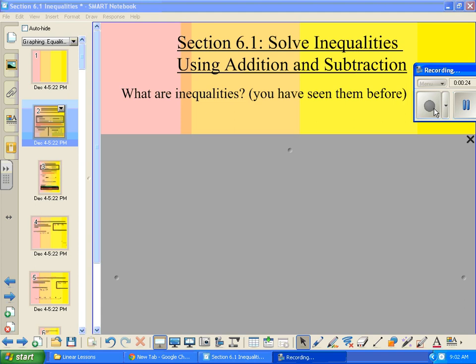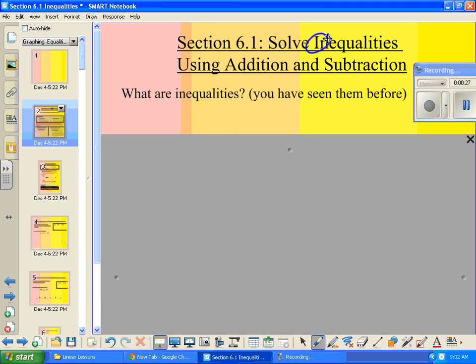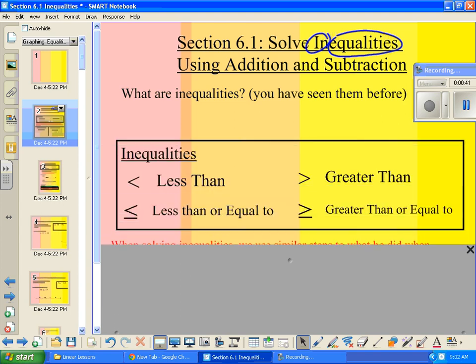Inequalities, looking at the word, the prefix in means like not, so not equal is what we're looking at, something that's not equal. Well, if they're not equal like equations are, then what are things that could be a phrase like that or some kind of statement that is unequal? Well, those are the four inequalities that we have up here. Less than, greater than, less than or equal to, and greater than or equal to. And again, these are things the students have seen before, and we'll be working with these.